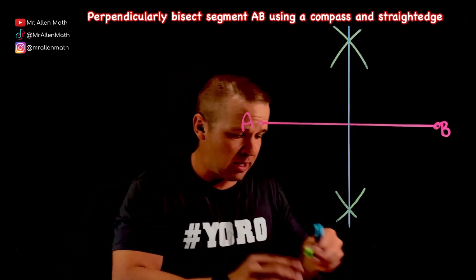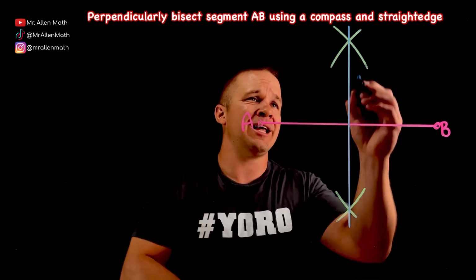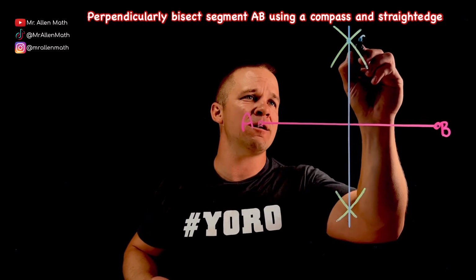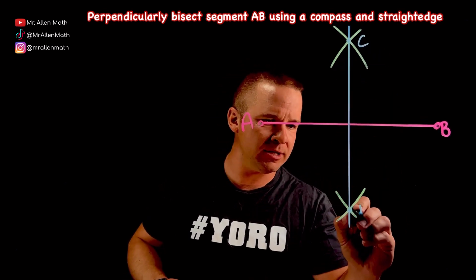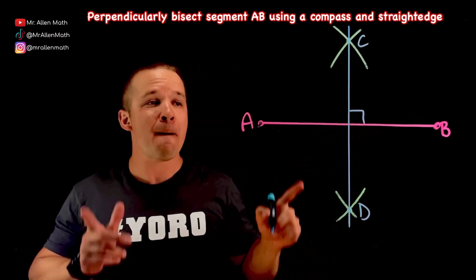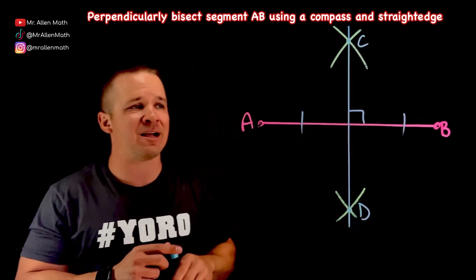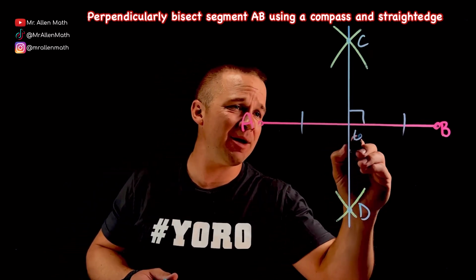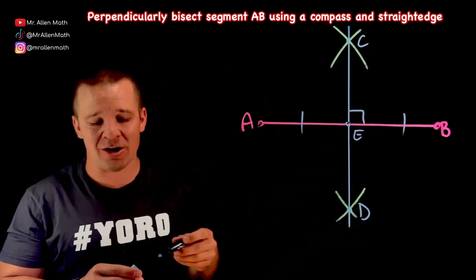I'm going to cap this marker up. Why don't I go ahead and label these? I'll call them point C and point D. Look at that. We got ourselves a perpendicular, right angle, bisector, two congruent segments. That's a midpoint right there. I'll even label that E.